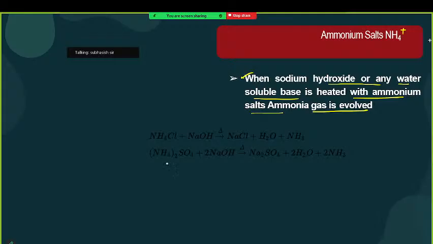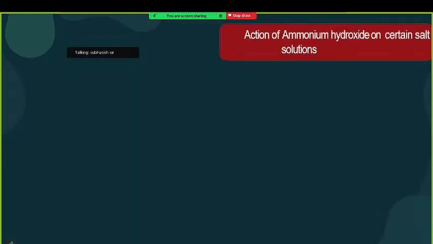So when ammonium chloride or any ammonium salt, like ammonium sulfate, is heated with sodium hydroxide, no precipitate is formed in this case. It produces simply ammonia gas. Ammonia gas is a pungent smelling gas, and from the smell of this gas, you can identify the ammonia gas and the ammonium radical also. So sodium hydroxide can be used to determine this type of cations.